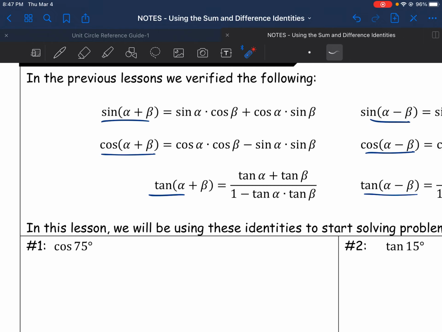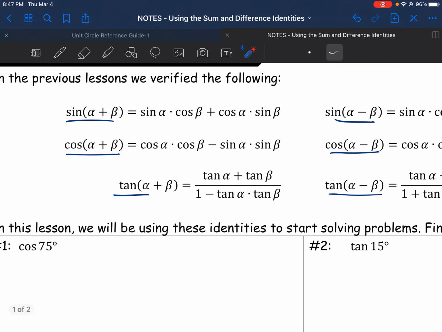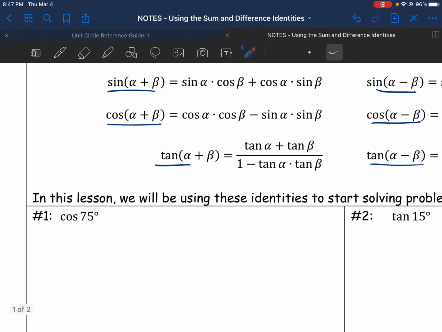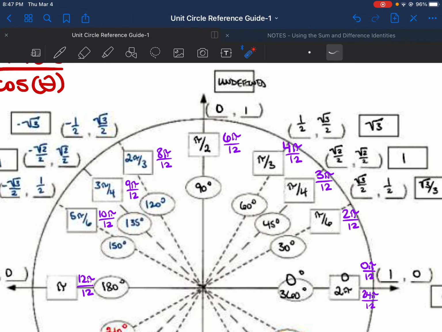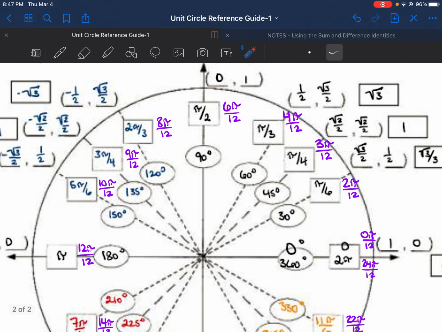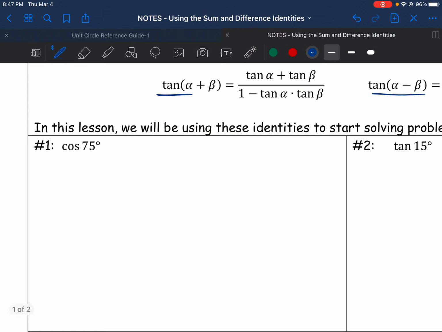So what we have to do is find two angles from the unit circle that when we add them together or subtract them are going to give us 75. But we specifically want the angles to come from the unit circle. So again, we're looking for two angles from the unit circle that when we add them together give us 75 degrees, or when we subtract them we get 75 degrees. So looking at our unit circle, look at 30 degrees and 45 degrees. 30 degrees plus 45 degrees will give us 75 degrees. So we can rewrite the cosine of 75 degrees as the cosine of 30 degrees plus 45 degrees.